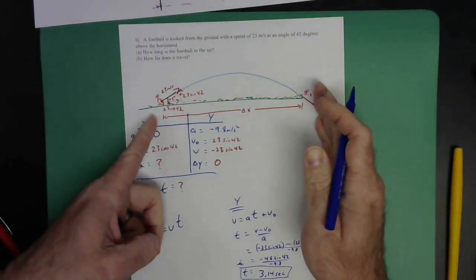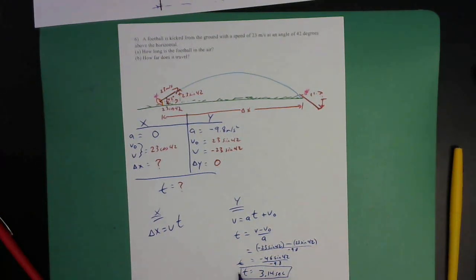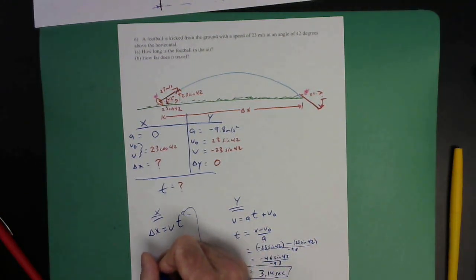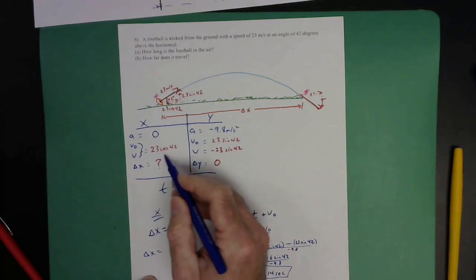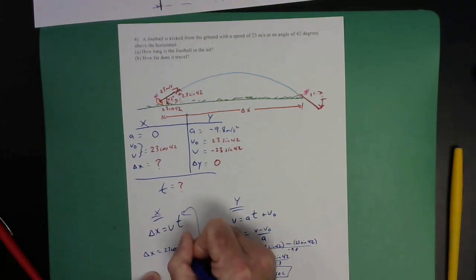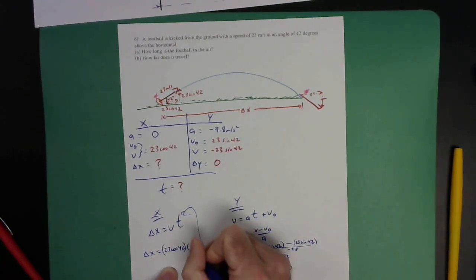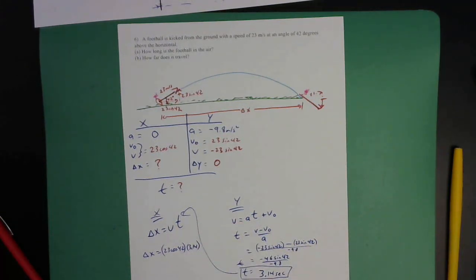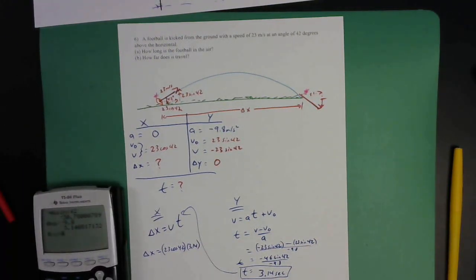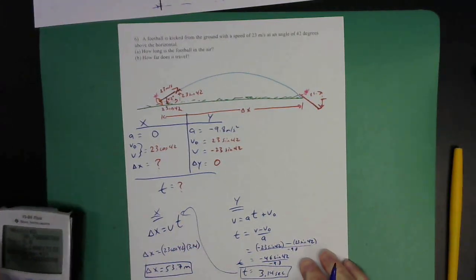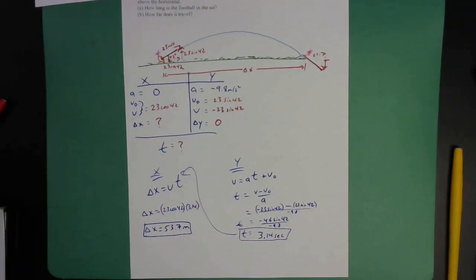Now I want to find how far it travels horizontally. So now I'm going to come over here. I'm going to take this time, substitute it in there for t. How far it goes horizontally is its horizontal velocity, 23 cosine 42, multiplied by the time, which is 3.14. Punch that in my calculator, 3.14 times 23 cosine 42, and I get a horizontal displacement of 53.7 meters. I'm going to round it off to that. Ta-da! And that is problem 6.